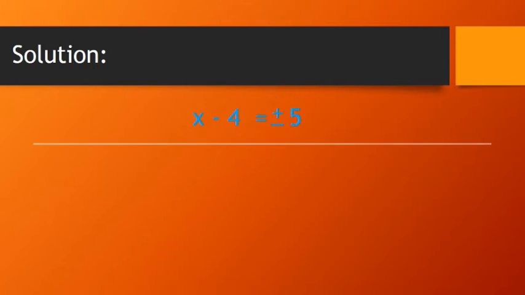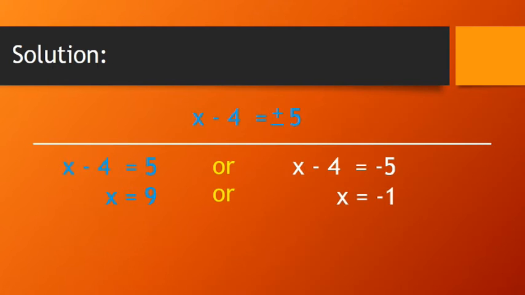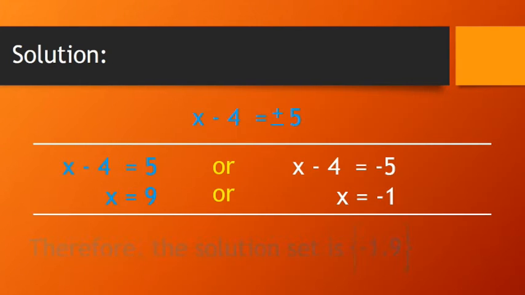Equate the linear expressions to each of the two values. We have x minus 4 is equal to 5 or x minus 4 is equal to negative 5. Solve each of the resulting linear equations. We have x is equal to 9 or x is equal to negative 1. Therefore, the solution set for this equation is negative 1 and 9.